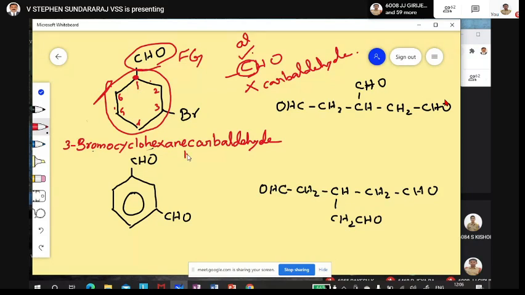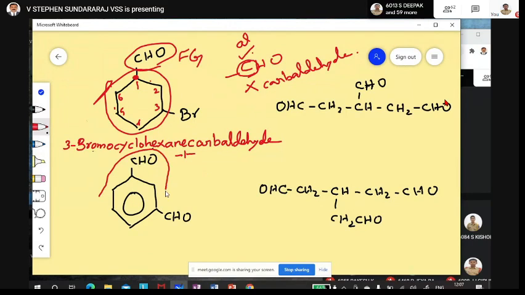So otherwise you can write 1 also here. It will never be in other position. Functional group will be given the number 1. So it is 1 carbaldehyde, or without number also you can write. Right? Okay. Then coming to the second example, just now I told you there is a functional group called benzaldehyde.